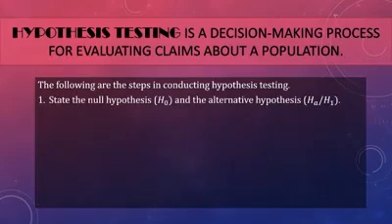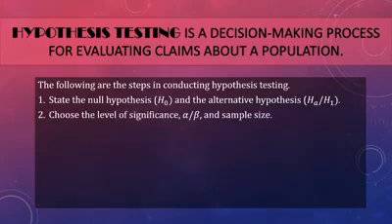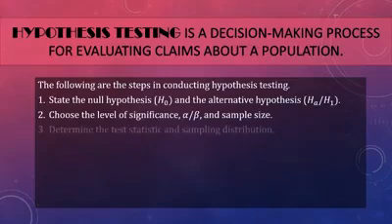The first one is to state the null hypothesis and the alternative hypothesis. Our null hypothesis is usually denoted by H sub 0, while our alternative hypothesis is denoted as H sub A or H sub 1. Next one is to choose the level of significance and the sample size. Usually, our level of significance is denoted by a Greek letter alpha or beta depending on the type of error, and our sample size is usually given.